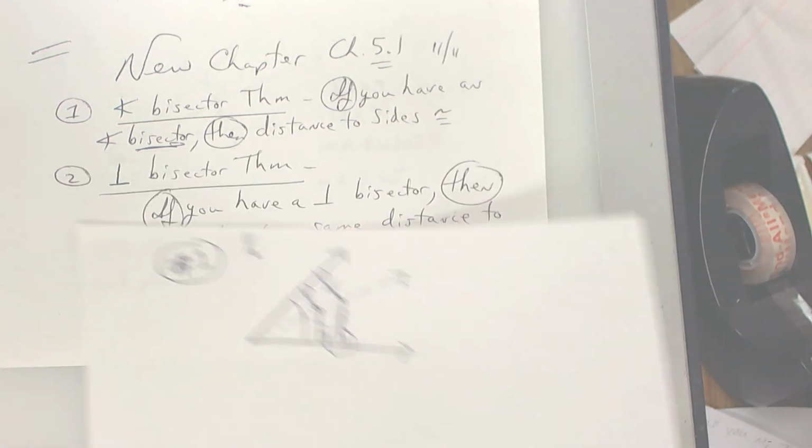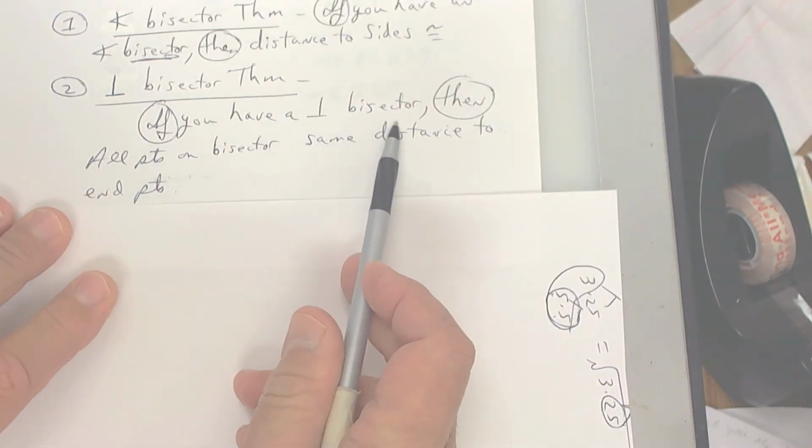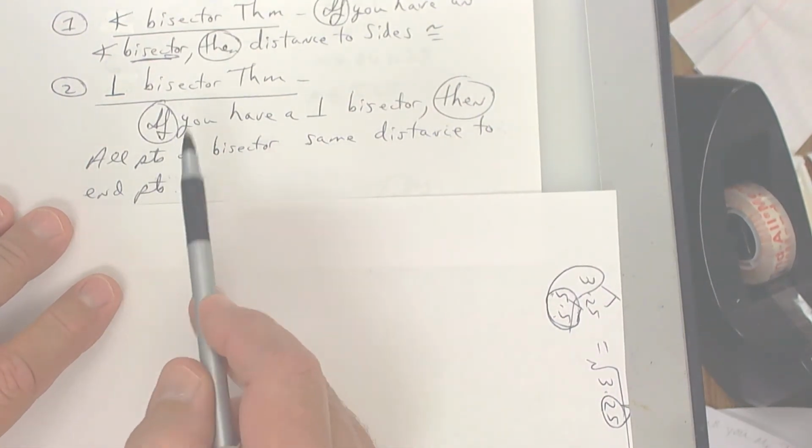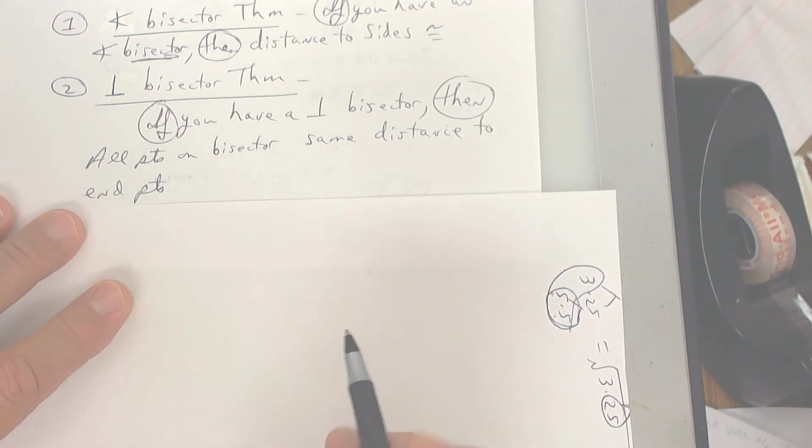The other one we need to know is the perpendicular bisector theorem. It says, if you have a perpendicular bisector, then all the points on the bisector are the same distance to the endpoint. So draw a segment.